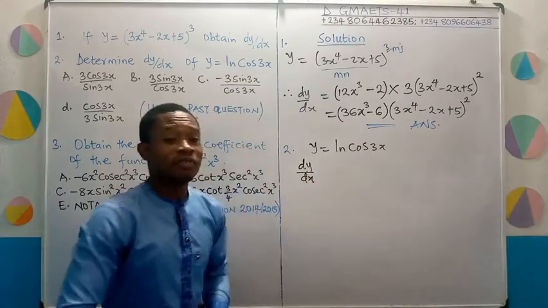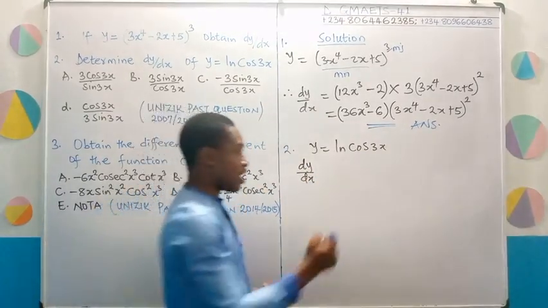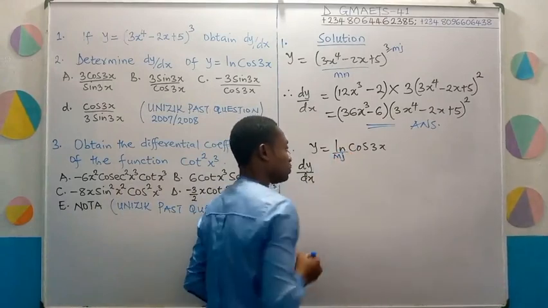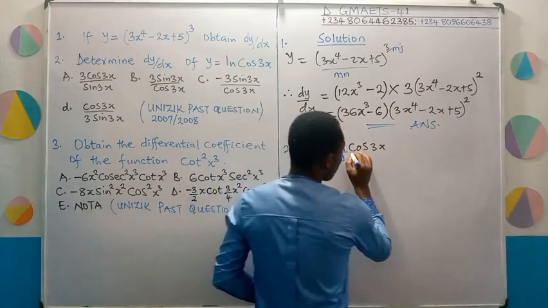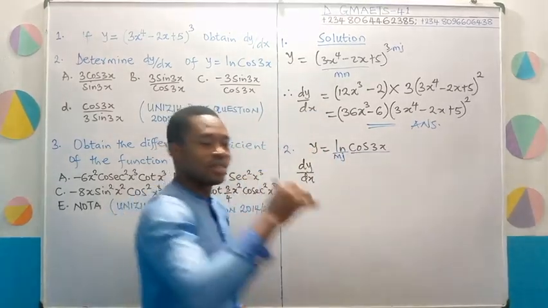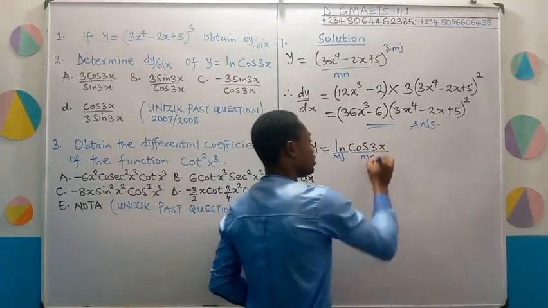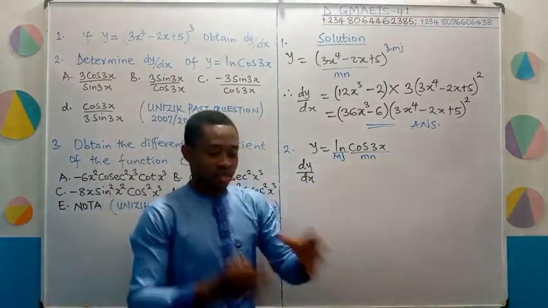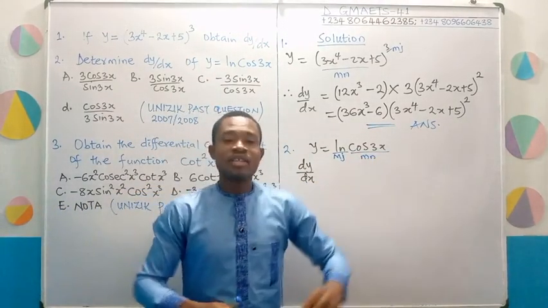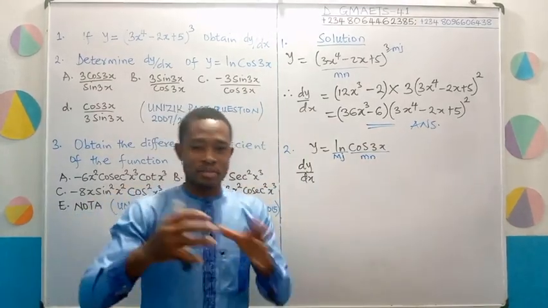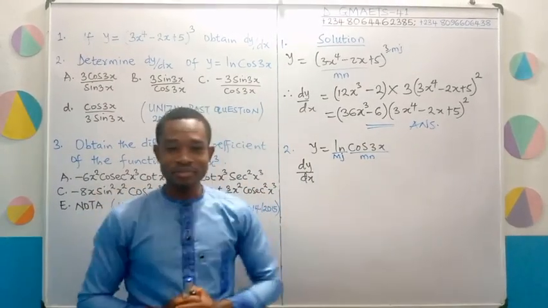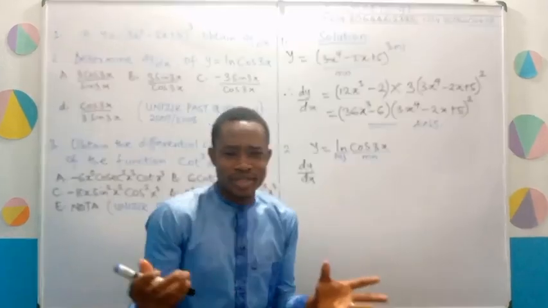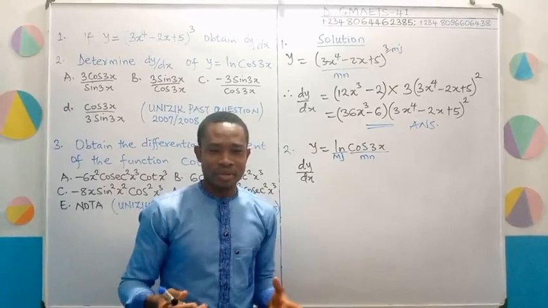So we have to identify our major function and our minor function. This ln is our major function, so let me write mj. Then this whole cos 3x is our minor function. Let me write mn. But I want you to take note of something. If you come to this cos 3x, that cos 3x also contains major and minor. Does that make sense?